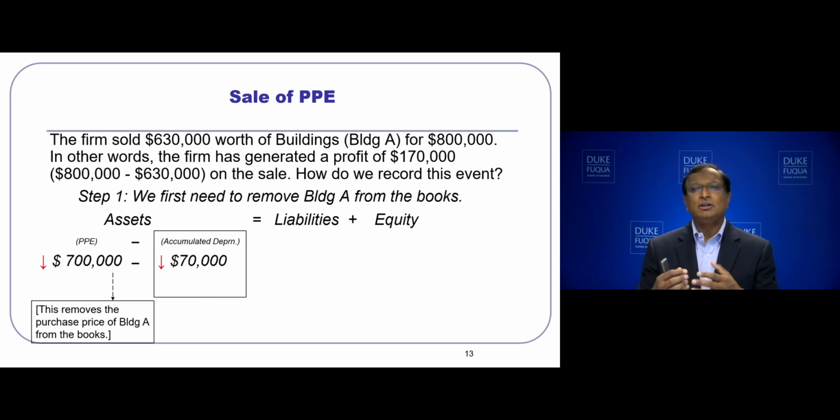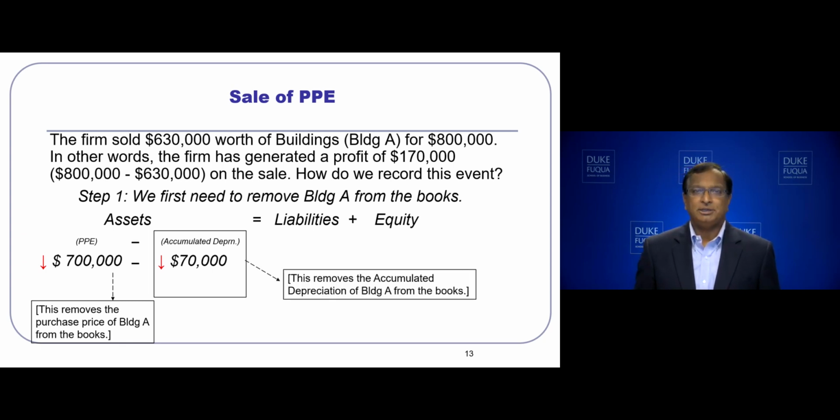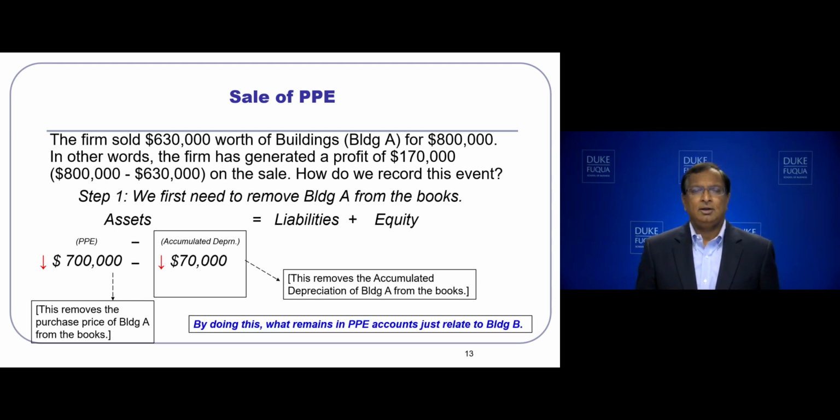Then what we will do is we'll remove $70,000 from accumulated depreciation because that is what is left for building A in that particular account. And this will remove the accumulated depreciation of building A from the books. Combined, what we have done is we have essentially removed $630,000 worth of asset from the books that belong to building A. All right, so what remains in the asset account is basically the PP&E of building B.